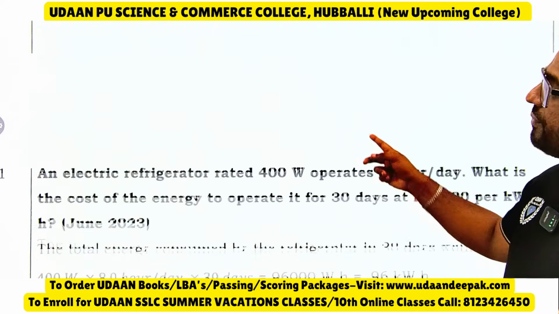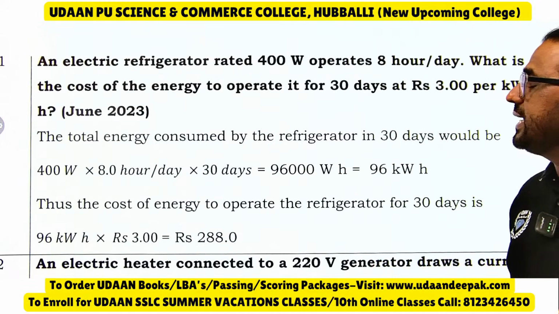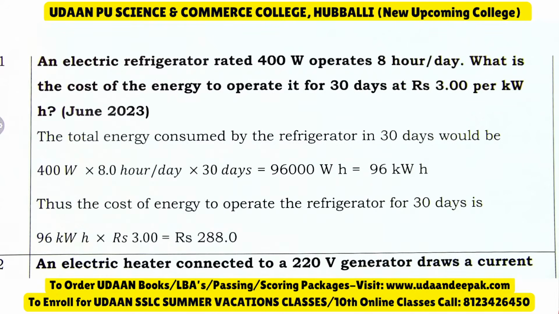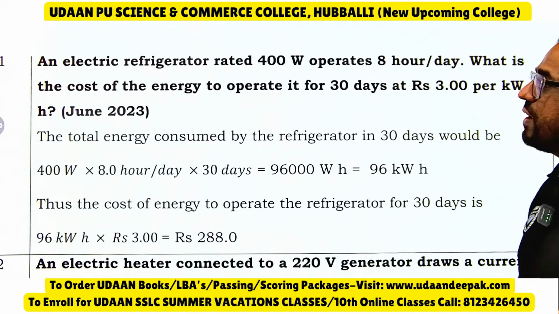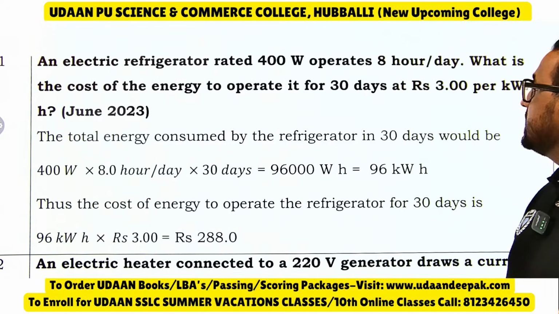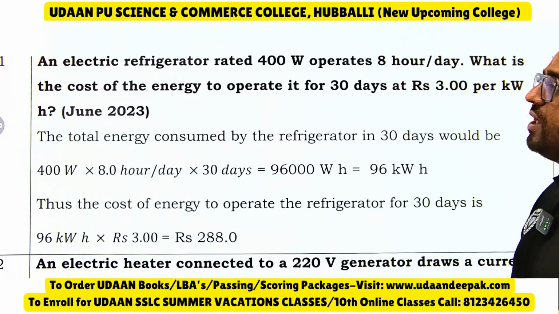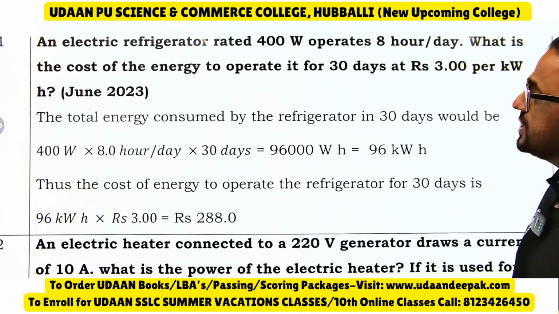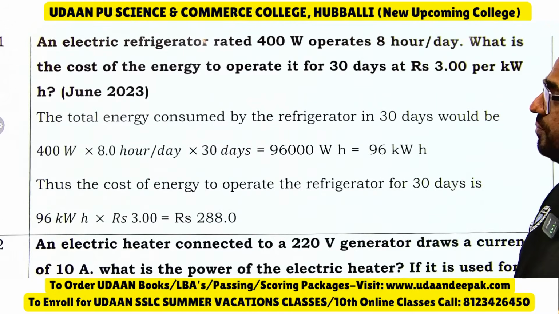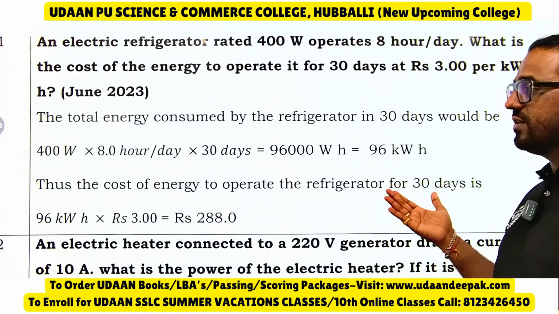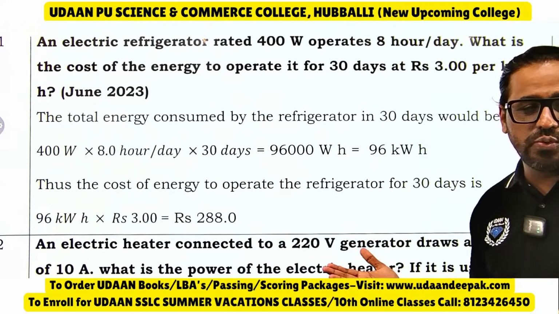Everyone should do. Then an electric refrigerator rated 400 watt operates 8 hours per day. What is the cost of energy to operate it for 30 days at rupees 3 per kW? See, the total energy consumed by refrigerator in 30 days would be 96 kilowatt hour. The total cost is rupees 288.